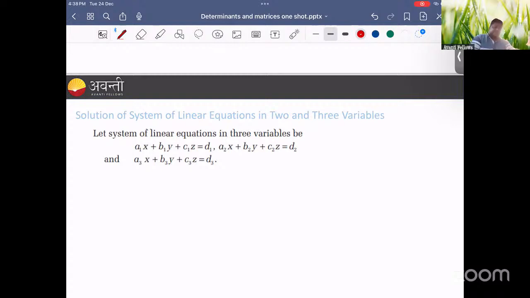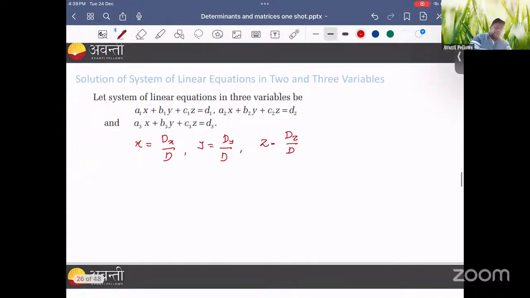a1x plus b1y plus c1z is d1. a2x plus b2y plus c2z is d2. And a3x plus b3y plus c3z is d3. Got it? Now the solution of this system is, what do I have? x is Dx upon D, y is Dy upon D, and z is Dz upon D. Got it? Now D is what?